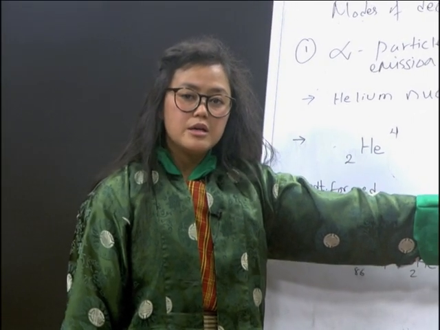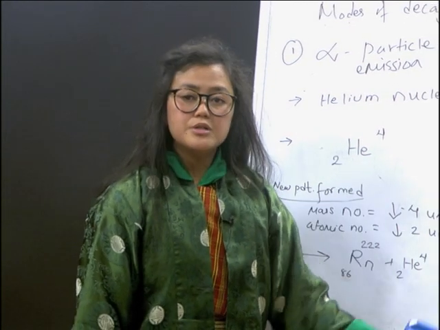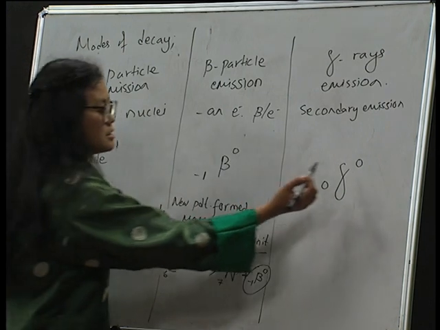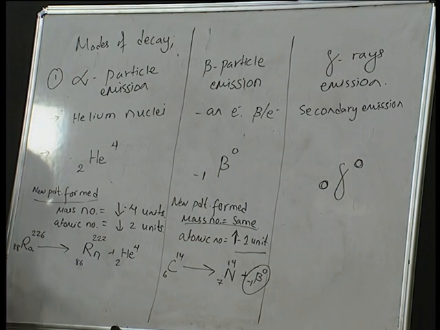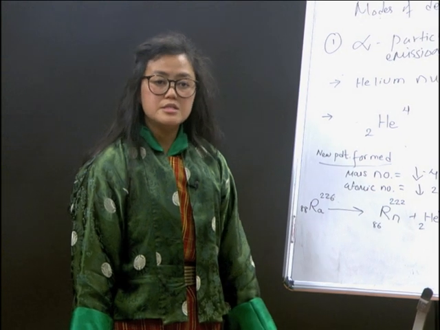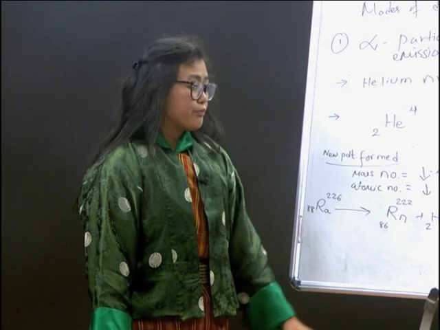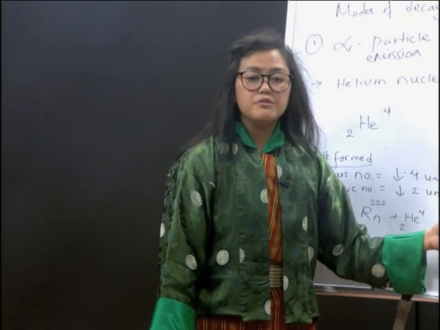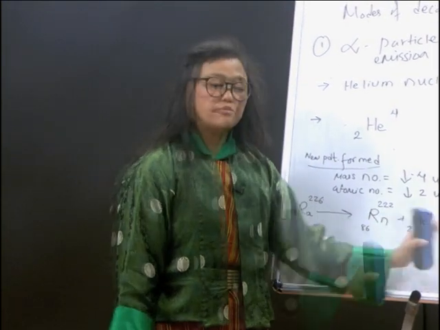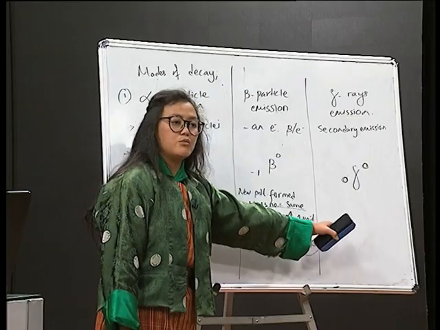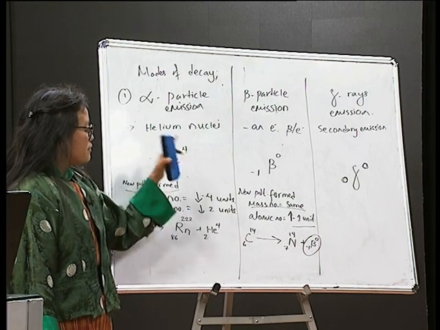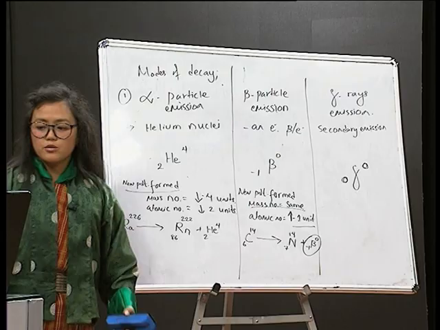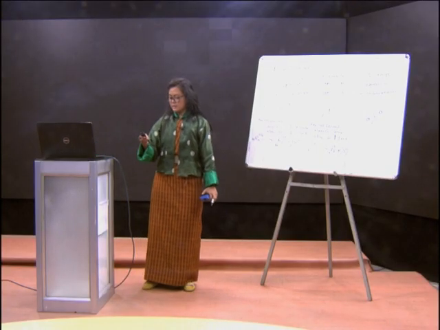Now, gamma rays, I told you it is secondary emission and it has 0 mass and 0 charge. That means when gamma rays are emitted, there would not be any change in mass and atomic number. So, there would not be any formation of new product. In these two cases, there will be formation of new product, but here there will not be any formation of new product. So, from this concept, I will go back to the previous slide.